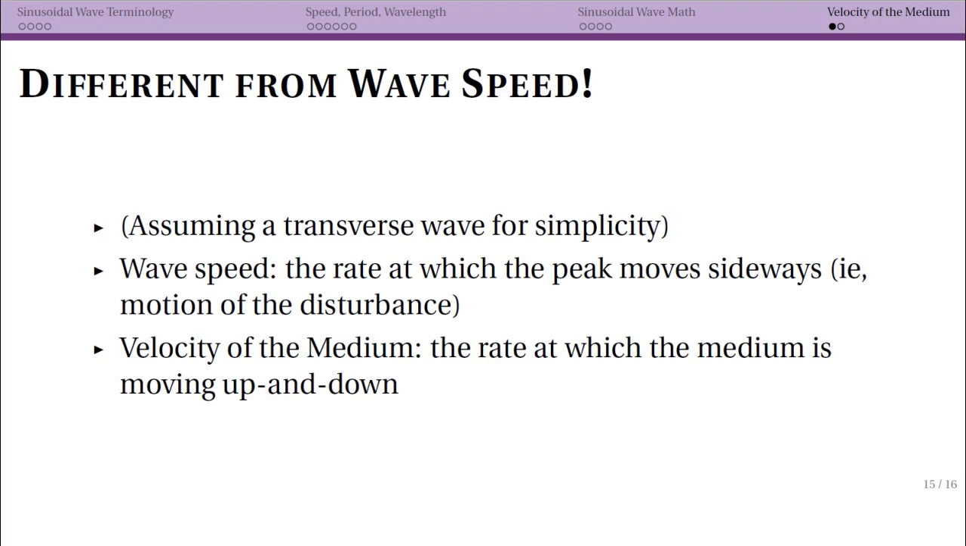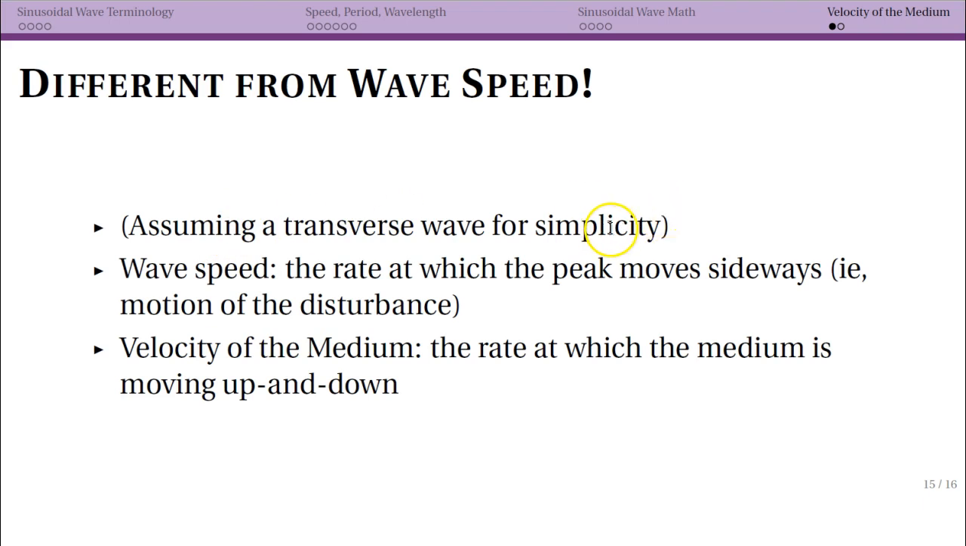Up till now, we've been talking about wave speed. And now I want to distinguish because there is another velocity that is going to appear and that occasionally we want to think about. So it can be very confusing because we're trying to distinguish between two things that are speeds but are very different. So I'm going to be talking about a transverse wave for this, just for simplicity.